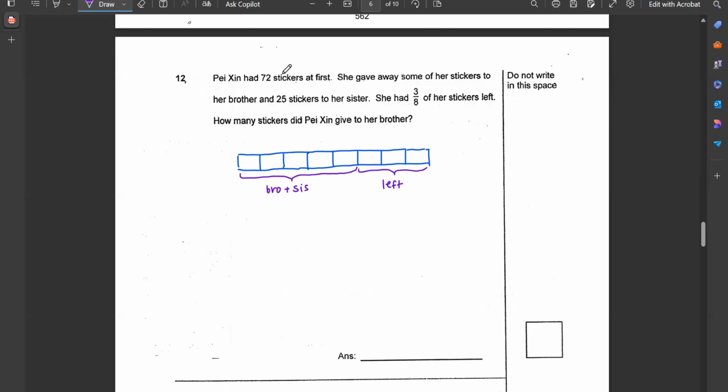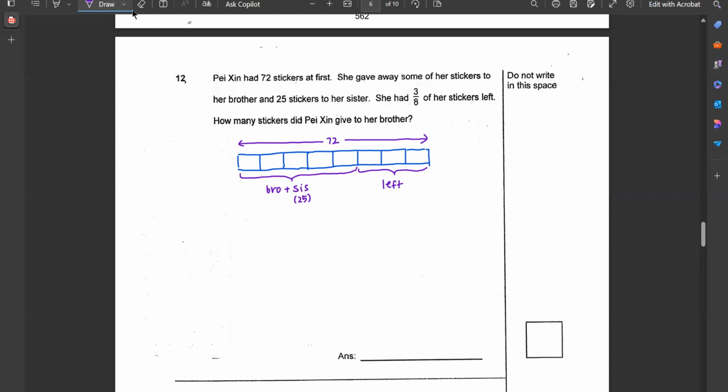Now, let's look back at the information. Sister is 25. We can put a 25 there. These are the things to quickly label down once you know. Now, we remember she has 72 at first, right? So 72 at first on the model is basically the whole thing. Agree with that? So this 72 is the whole stretch. This is what she has at first, like this.